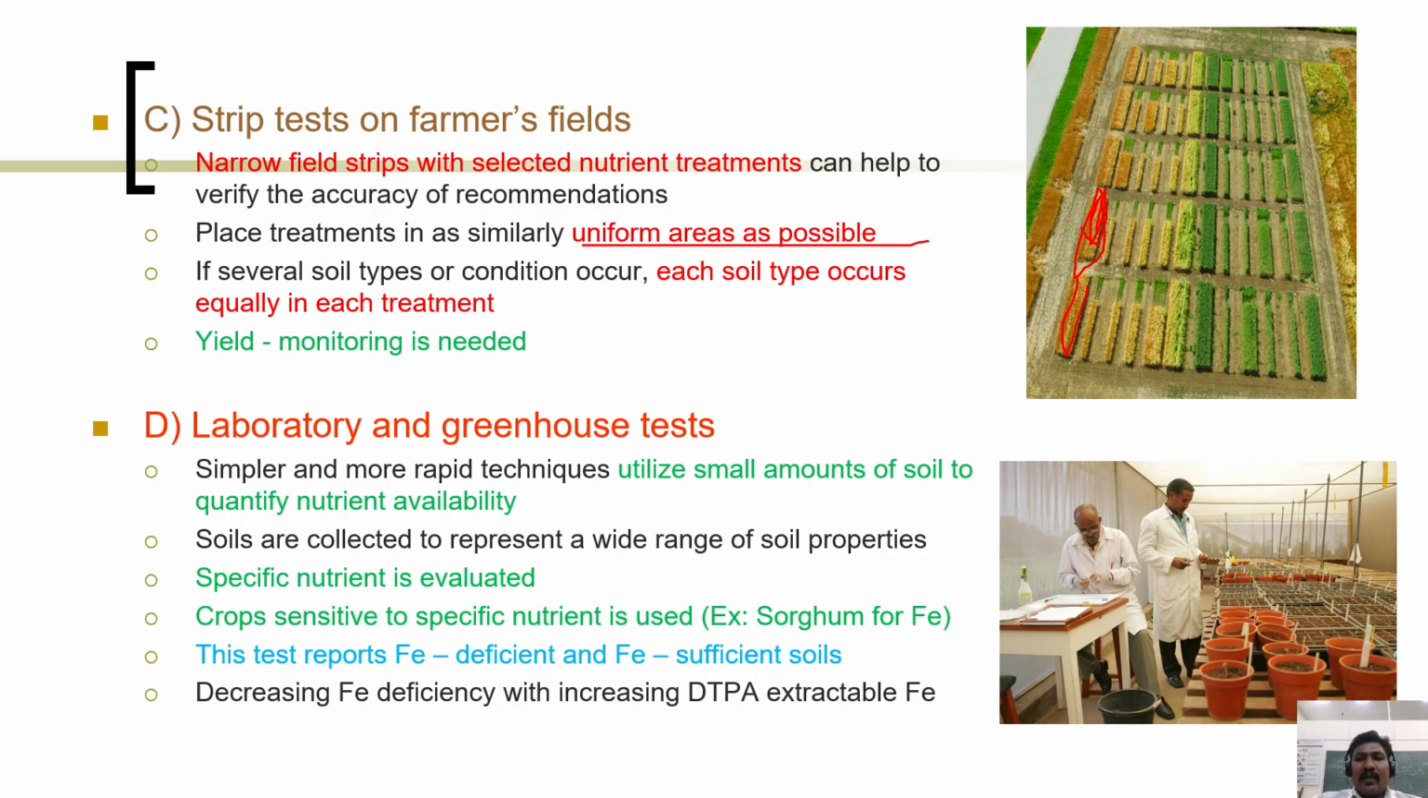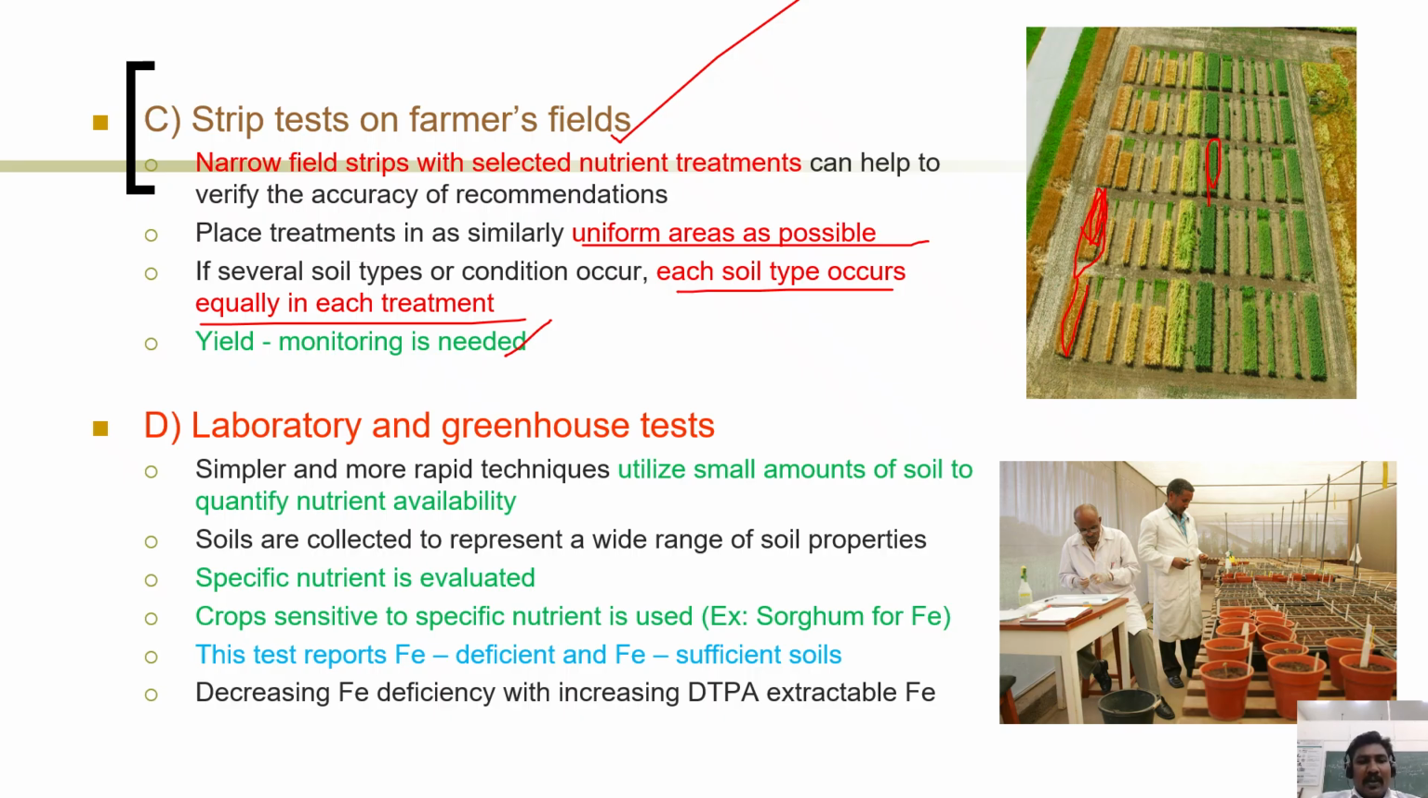In the uniform area, you can use these treatments. If several soil types or conditions occur, each soil type must occur equally in each treatment. So if the soil types differ and conditions differ, each type of soil occurs equally in each treatment. Yield monitoring is needed very frequently. It is very, very important in the strip test on farmer field. This test can be conducted in the farmer's field alone.